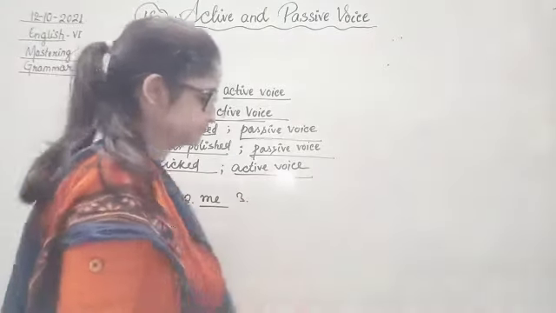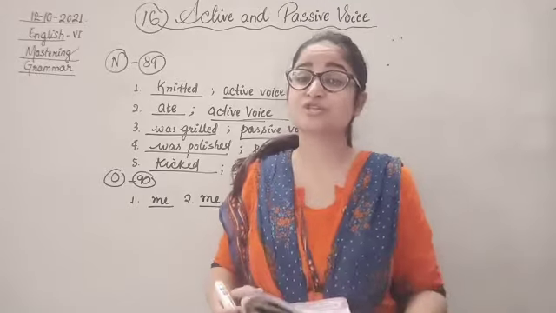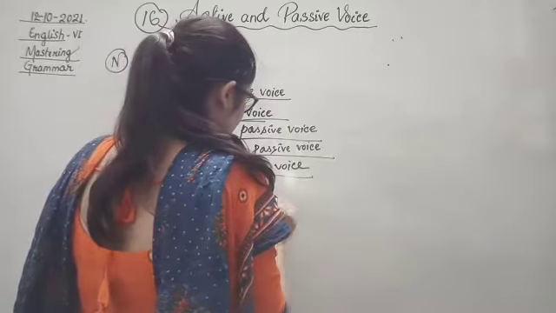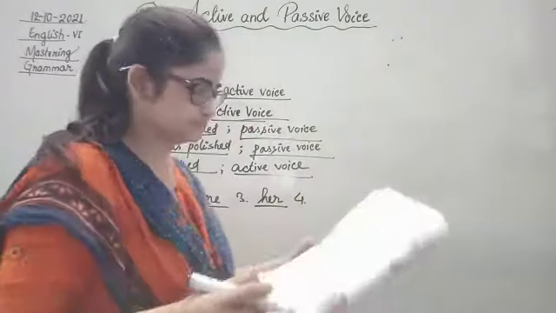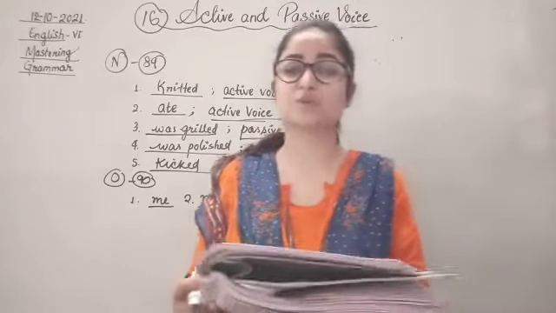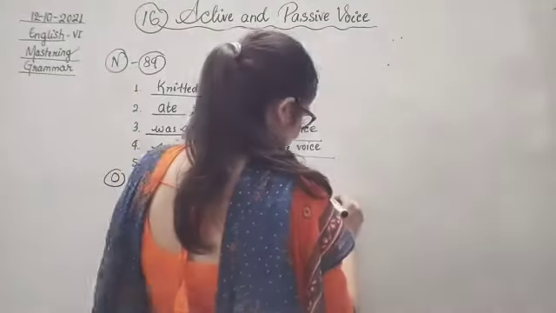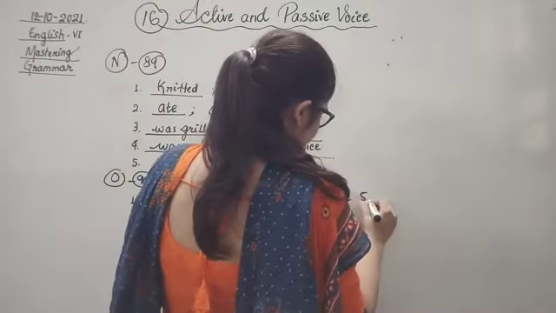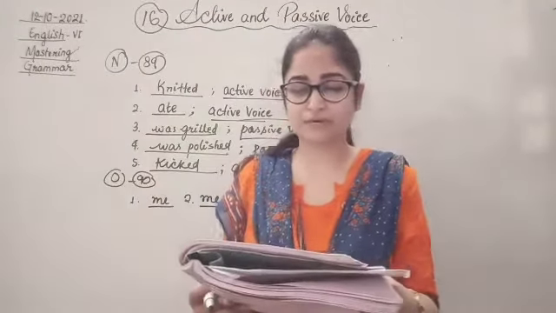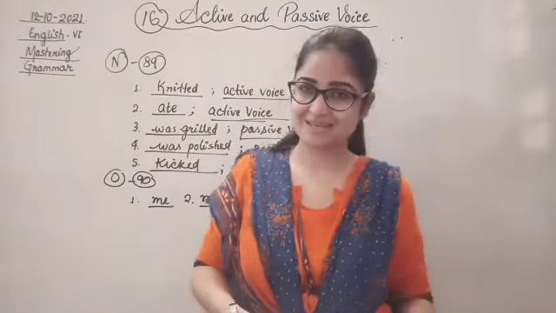Number 3. She painted the fence. The fence was painted by. She becomes her. Okay, in the object. Number 4. They watched the match. The match was watched by. They becomes them. Number 5. He covered the books. The books were covered by. He becomes him.